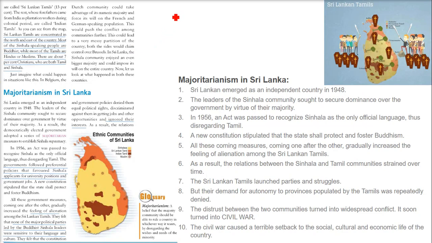Now this is about the language. Now let me talk to you about the religion. The 74% Sinhala are Buddhist. The others, that is the Tamils, are mostly Hindus and also Muslims. Along with this we have 7% population of Christians.